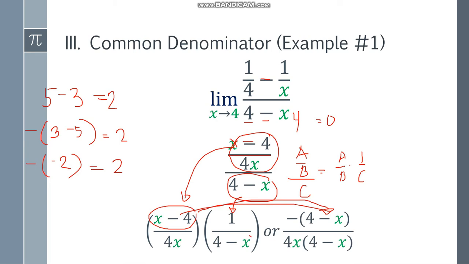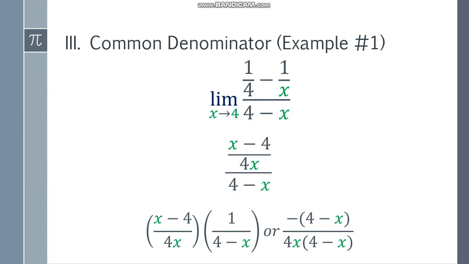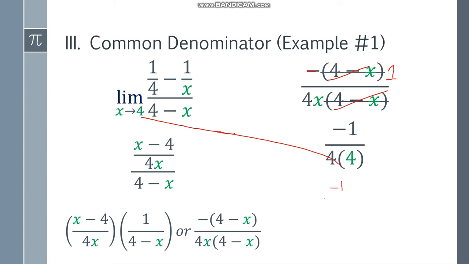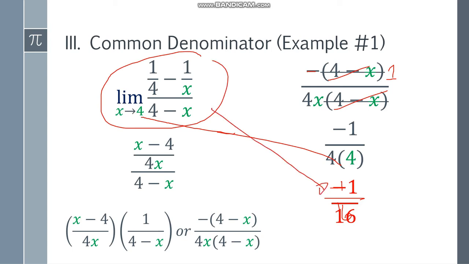I need it so we can cancel these terms. So let's see. So we have it like this. So cancel the 4 minus x, and we have negative 1. Of course, there should be a 1 there, even if there's no more number, over 4x. So that will be negative 1 over 4 times 4. You substitute 4 to x. So that will be negative 1 over 16. And that's the final answer. For this kind of question, the answer is negative 1 over 16.